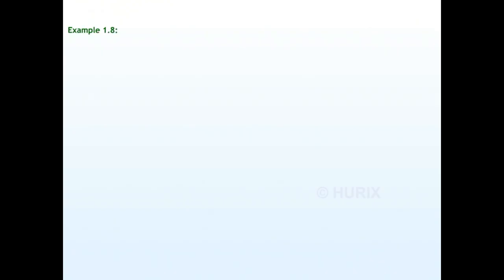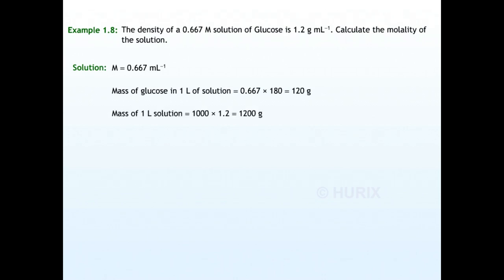Example 1.8. The density of a 0.667 M solution of glucose is 1.2 grams per milliliter. Calculate the molality of the solution. Solution. M equals 0.667 moles per liter. Mass of glucose in 1 liter of solution equals 0.667 into 180 equals 120 grams. Mass of 1 liter solution equals 1000 into 1.2 equals 1200 grams. Mass of solvent, water, equals 1200 minus 120 equals 1080 grams equals 1.08 kilograms.